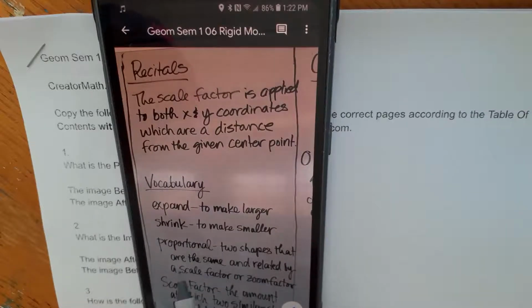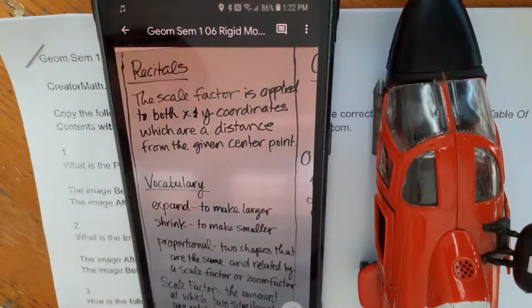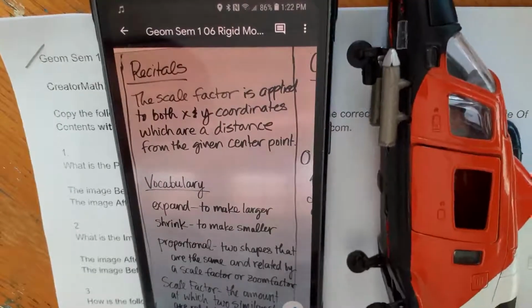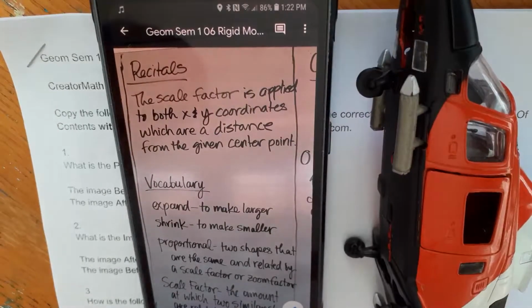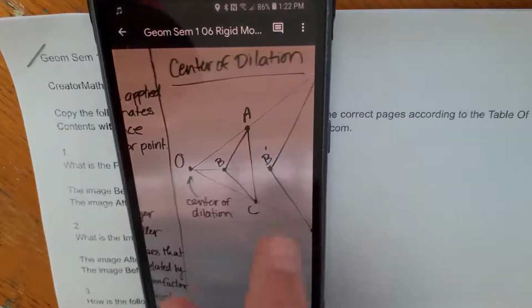Proportional is two shapes that are the same and related by a scale factor or zoom factor. In other words, this helicopter is the same shape as the real one. It's just a 1/43rd scale model, and hence I can have it on my desk. I obviously couldn't have the real one on my desk, right? Would not fit.